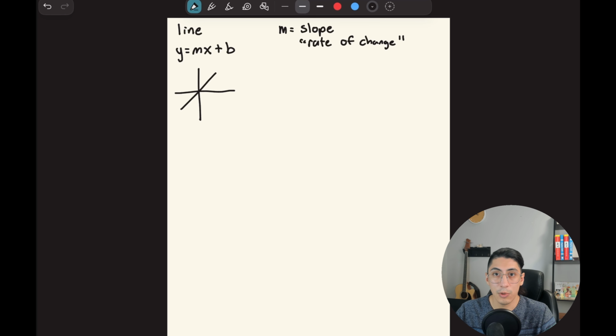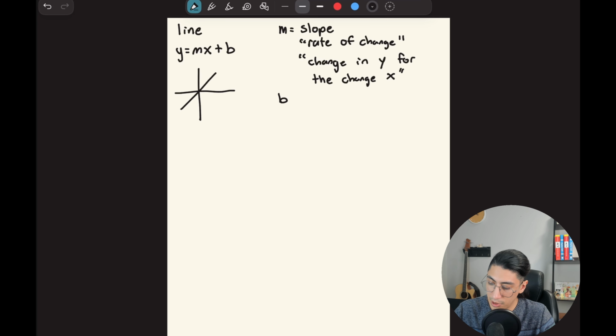Another way that's really useful to think about on the SAT is going to be the change in y for the change in x. And I'll explain what those mean later, but for now, just have to know what that means. Now, our slope is m, but b, this is our y-intercept. Y-intercept.